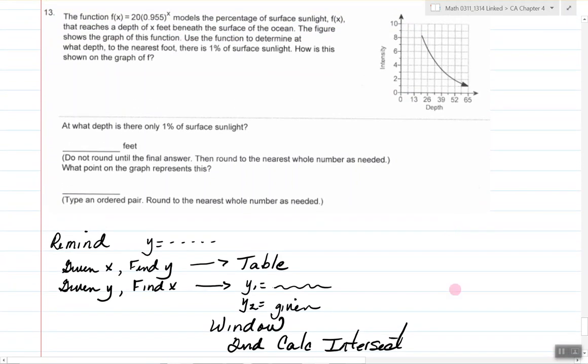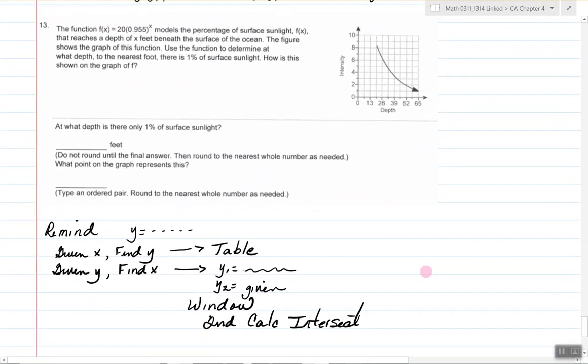Perhaps it would be worthwhile to make a little notation of that. All right, number 13. The function f of x is equal to 20 times 0.955 raised to the x models the percent of surface sunlight, which is your y value, that reaches a depth x feet below the surface of the ocean. And this is a picture of it. As you go deeper, less and less percentage of light filters down.